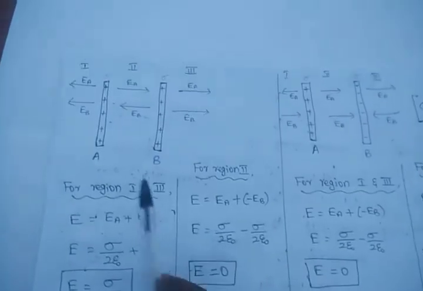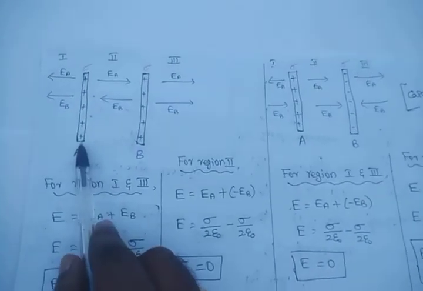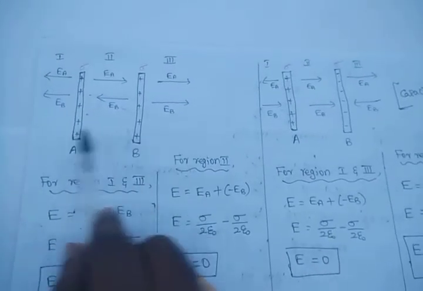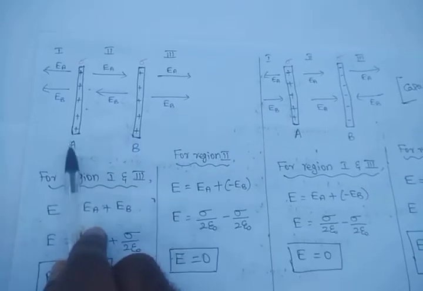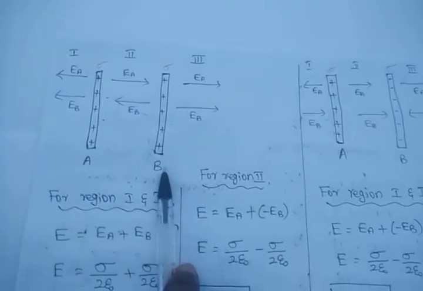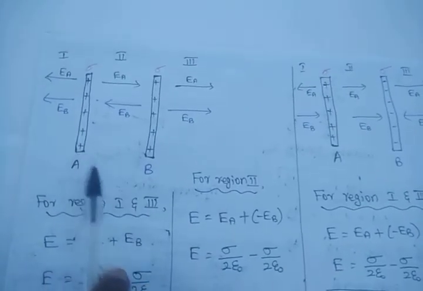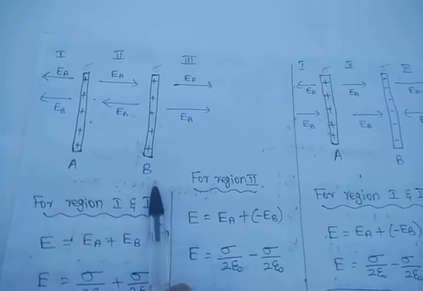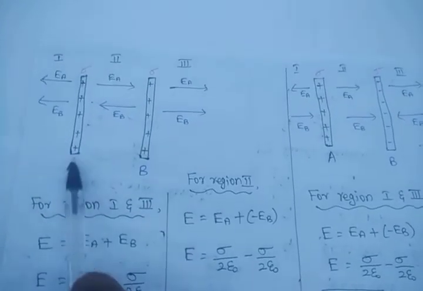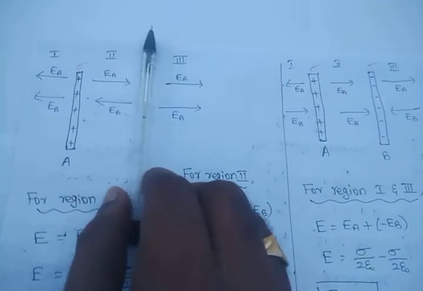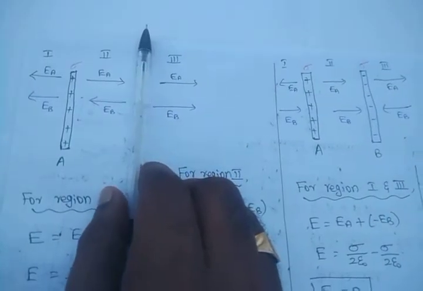Dear students, let us look at one small example. Here I take two plane sheets, both with the same positive charges. This is plane sheet A and this is plane sheet B. Listen carefully and see the diagram. For plane sheet A, I will hide this plane sheet, so forget plane sheet B.